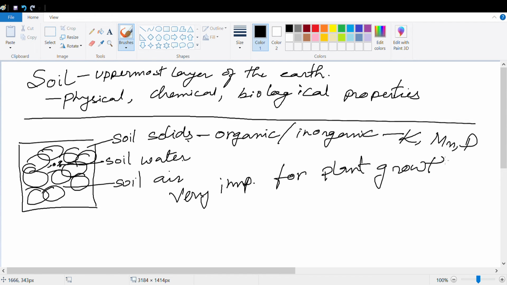For optimal plant growth, we need conducive soil conditions, which is a sufficient amount of soil solids, liquid, as well as the water, as well as the soil air. So that's what the components of soil are. Now I'm gonna move to the next section. If you wanna note, you can pause the video and take a note.